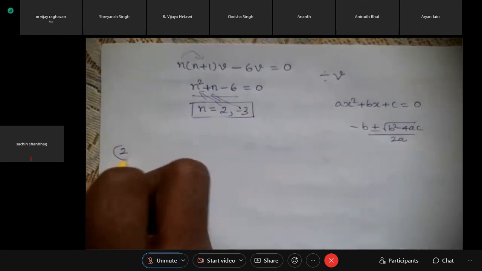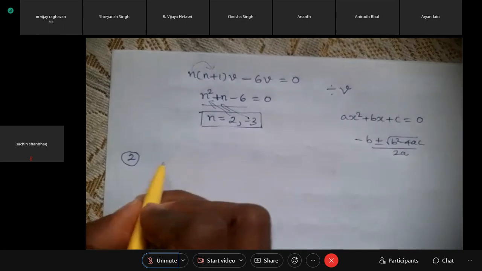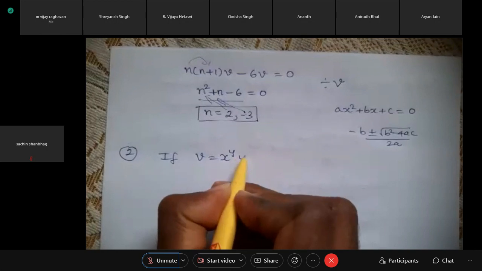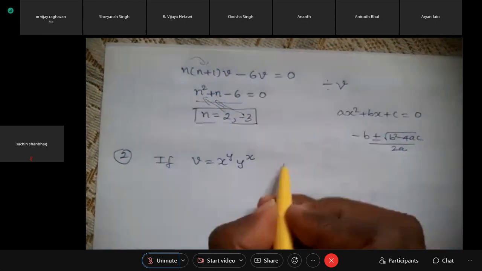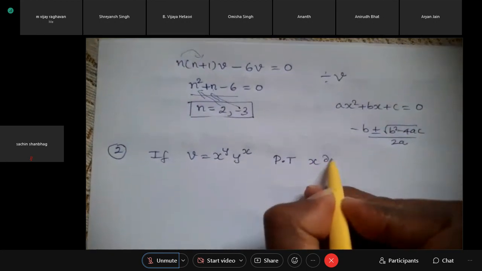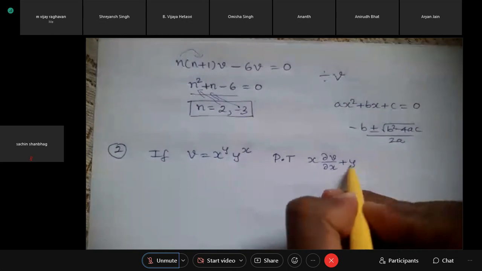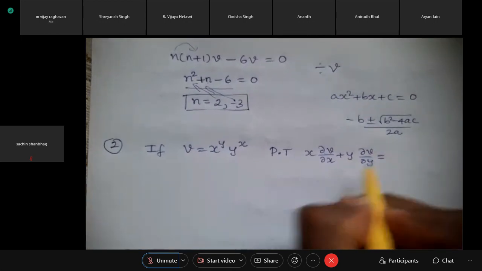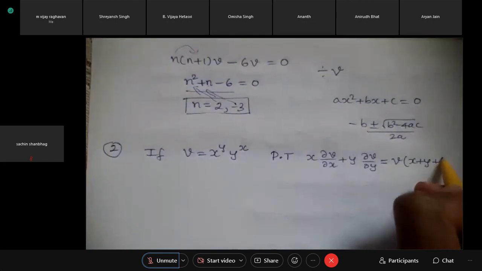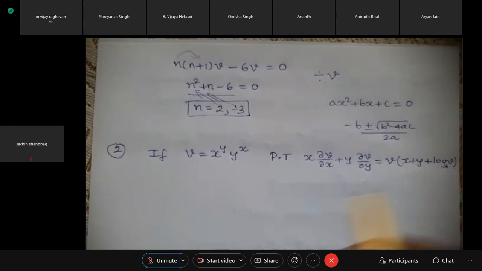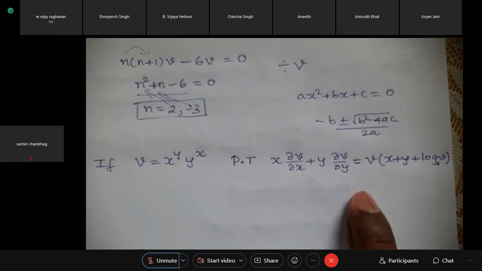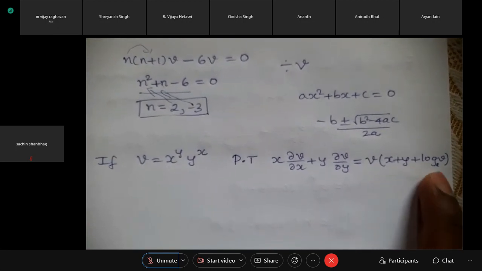Okay, then I will move on to the next question. If v is equal to x power y and y power x, prove that x times dou v by dou x plus y times dou v by dou y is equal to v times (x plus y plus log v). This is the question. x times dou v by dou x plus y times dou v by dou y is equal to v times (x plus y plus log v).